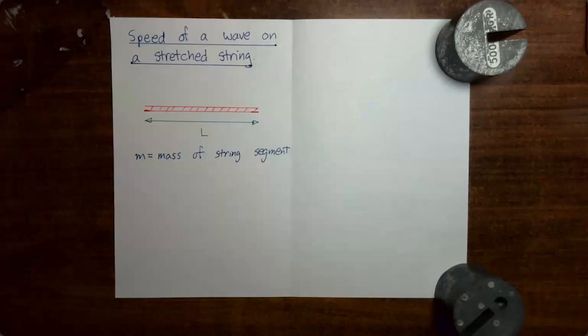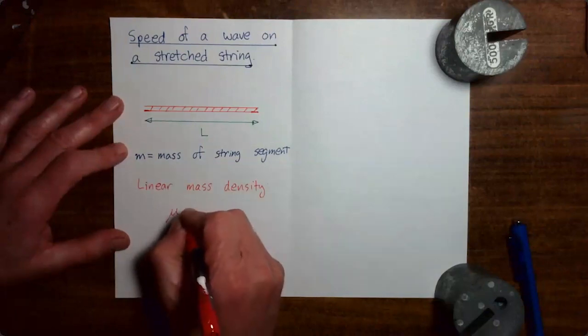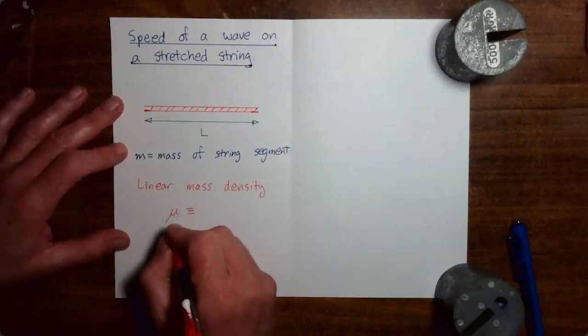In this video, I'm going to introduce you to the formula that we use to calculate the speed of a wave propagating along a stretched string. However, before we can get to that formula, I need to introduce you to the idea of the linear mass density. The linear mass density is denoted by the Greek letter mu.